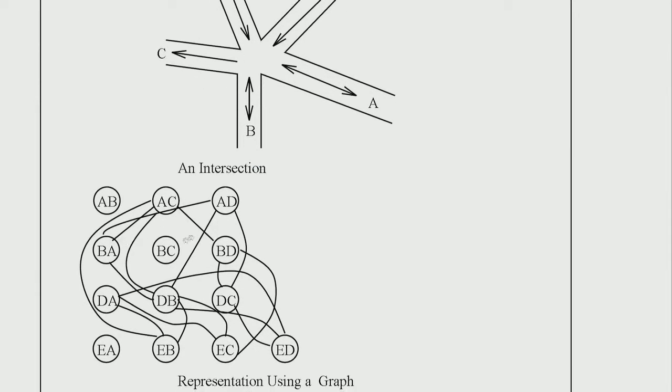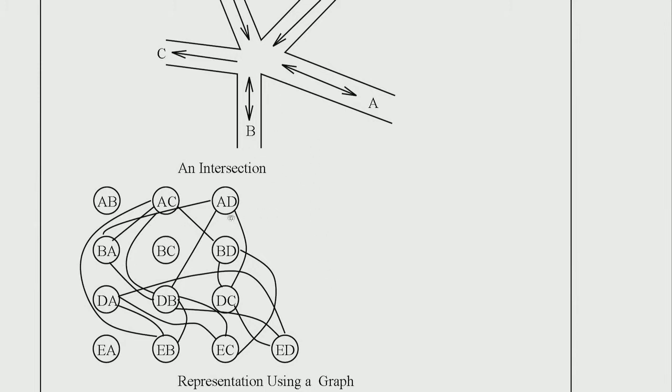So basically, what are the nodes? The nodes of this graph correspond to the paths that are possible. If I am traveling on this road, and if I am taking a vehicle, which are all the legal paths that are allowed. Now, my job is to design a traffic signal.